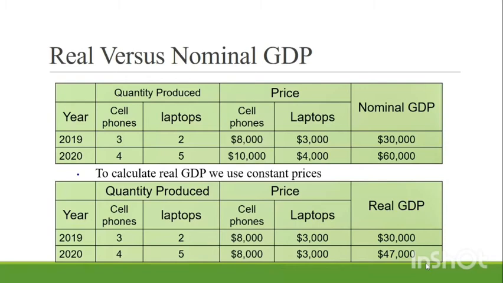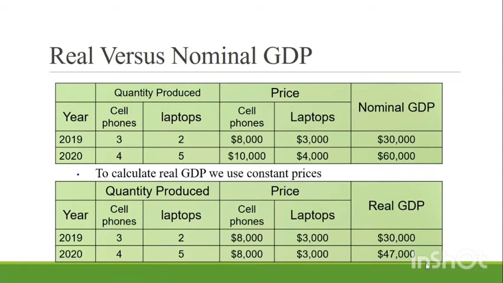So $32,000 is the market value of 4 cell phones, and $15,000 is the market value of 5 laptops. So $32,000 plus $15,000 becomes $47,000. Now, dear students, you can compare the difference between the real and the nominal GDP. The first table shows that between 2019 and 2020, our GDP has increased from 30 to 60,000. But if we take out the effect of price and keep the price level constant, you can see the difference: the GDP has increased from 30 to $47,000.